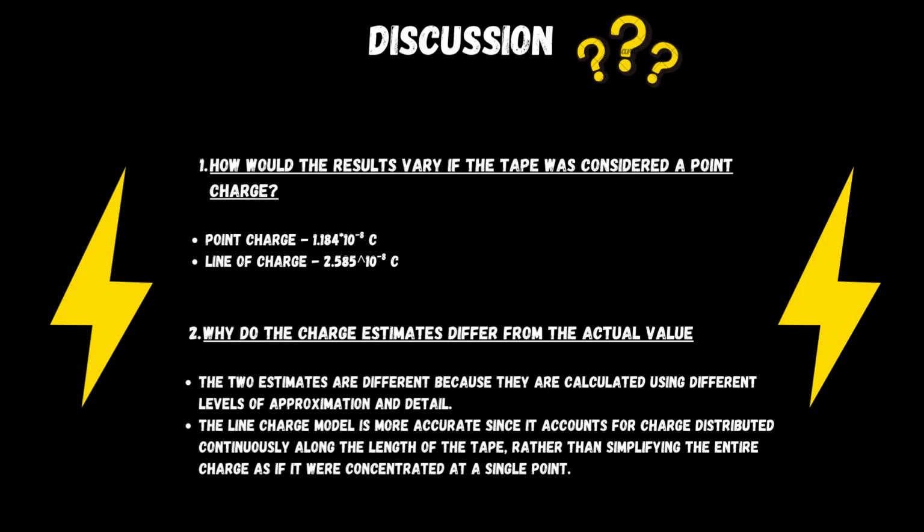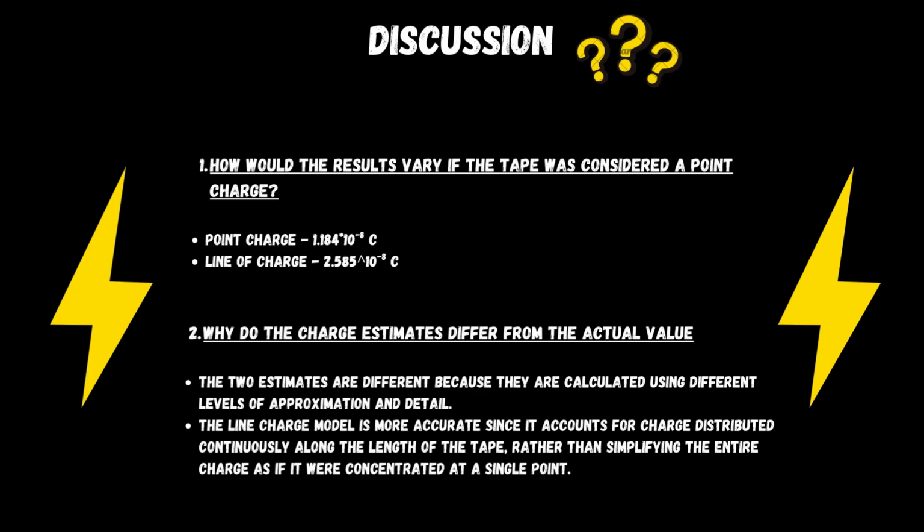Let's talk about some discussion questions now. The first one is how would the results vary if the tape was considered a point charge? As you can see, the line of charge is greater than the point charge. The point charge was 1.184 times 10 to the negative 8 coulombs, while the line of charge was 2.585 times 10 to the negative 8.